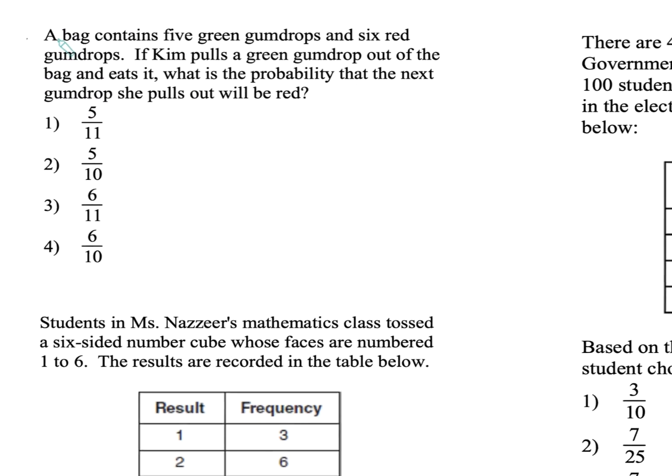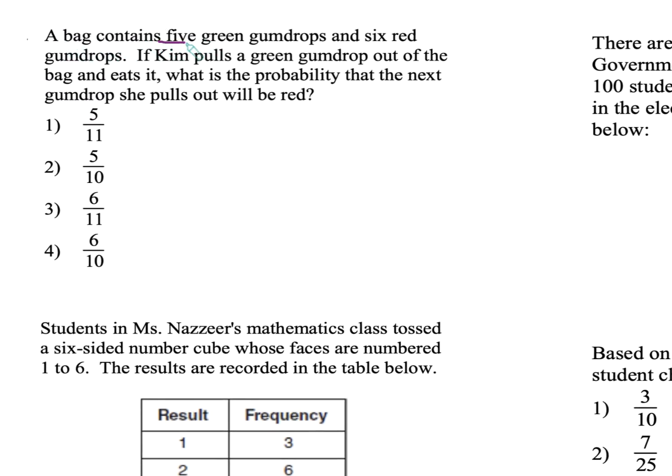Okay, here we have a bag contains 5 green gumdrops and 6 red gumdrops. If Kim pulls a green gumdrop out of the bag and eats it, what is the probability that the next gumdrop she pulls out will be red? So we want the probability that she selects a red gumdrop. And how many reds do we have? 6. But remember, she ate a gumdrop.